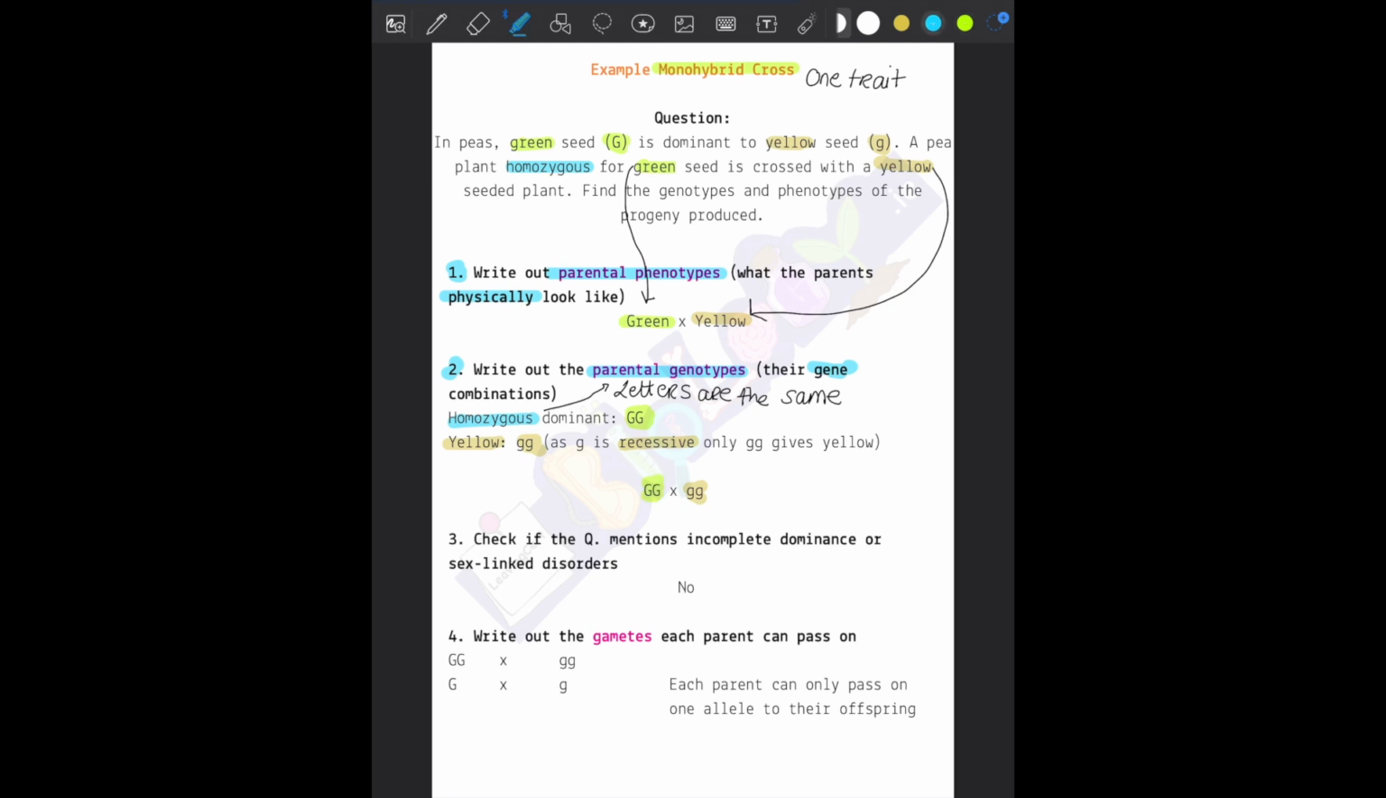And then we move on to step number 3. Does the question mention incomplete dominance or sex-linked disorders like colour blindness or haemophilia? No, it does not. And then number 4, we write out the gametes that each parent can pass on. Remember, each parent can only pass on one allele to their offspring. So parent number 1, green, has 2 big Gs. The only gamete that can pass on is a big G. Now you can of course write it twice if you want, and small g, yellow parent can only pass on a small g. Again, you can write it once, you can write it twice, either is completely acceptable.